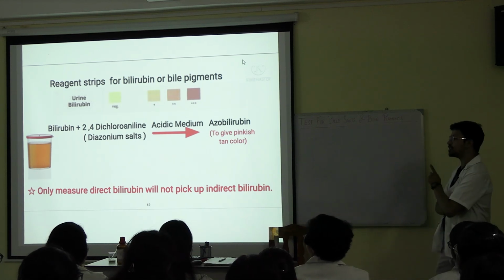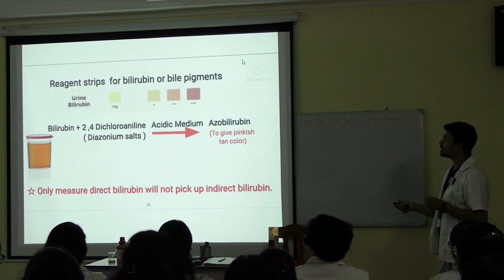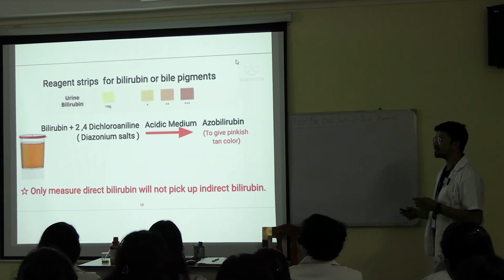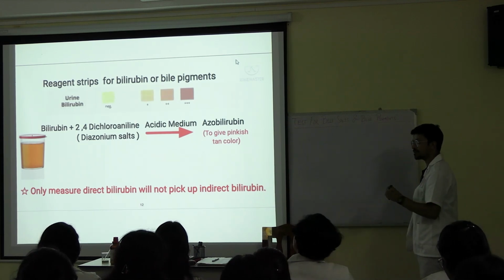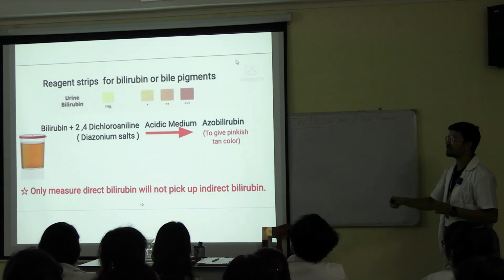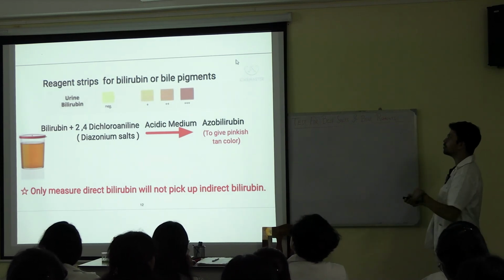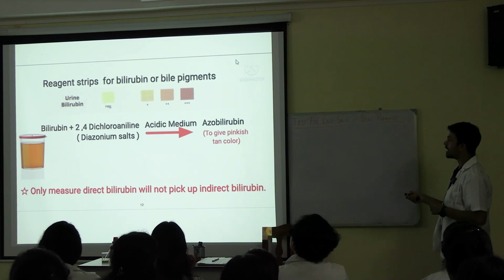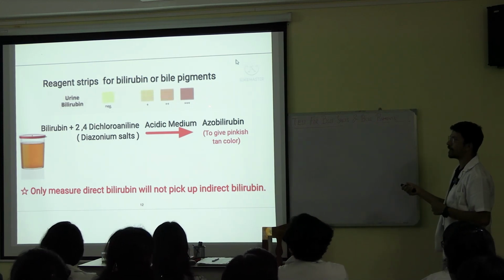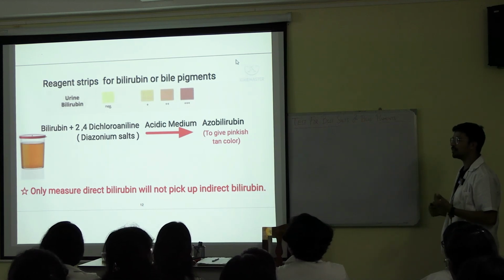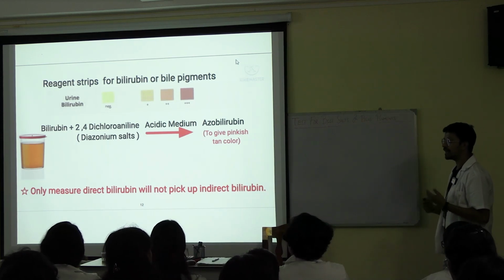For bilirubin, the strip is coated with what? 2,4-dichloroaniline. This is the dry reagent which is coated in the strip. As soon as you put the strip inside the sample, if it contains bilirubin, the bilirubin will react with the 2,4-dichloroaniline and form azobilirubin. This azobilirubin is what gives you these different types of colors. Depending upon the colors, you can comment on how much concentration of bilirubin is there. That is an approximation.